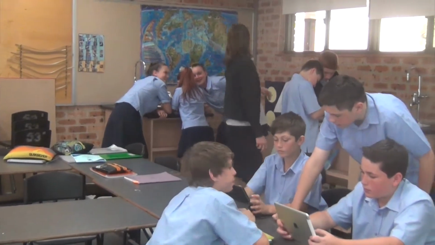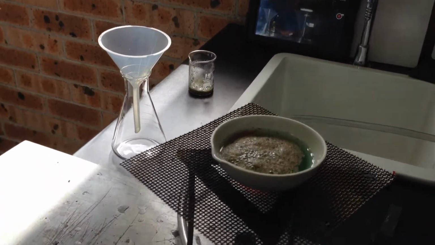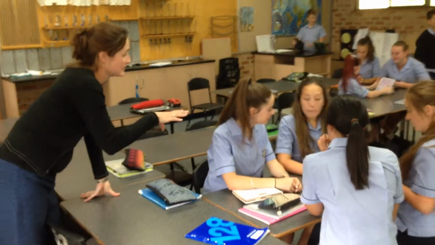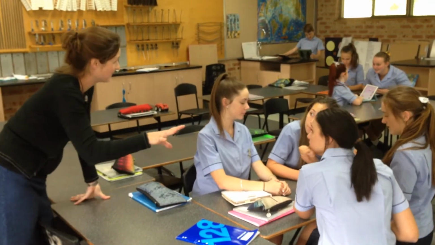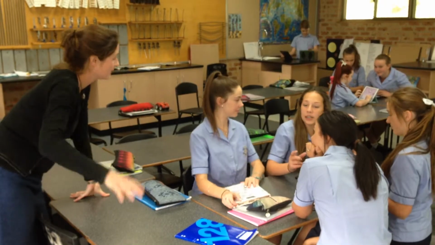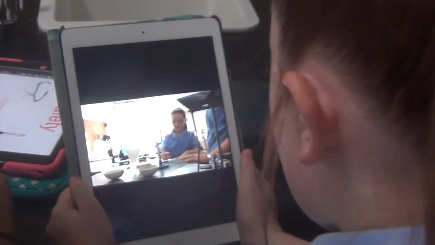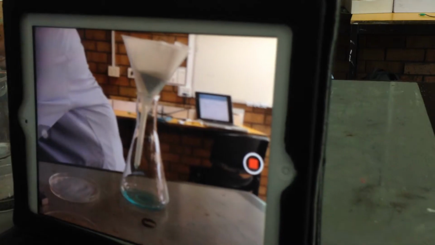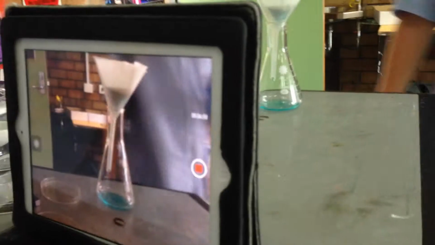I've found it a great way for me to be able to pick up misconceptions that the students have and to be able to identify students that are struggling with a particular concept. Reflecting on this experiment at the end of the year and when they're studying for exams, I think they'll be much better able to remember what actually went on than just reading handwritten notes.